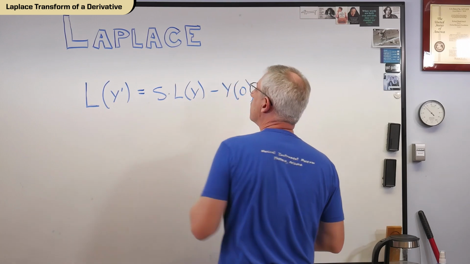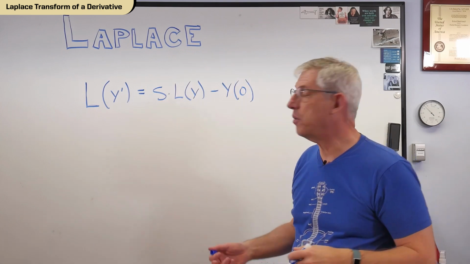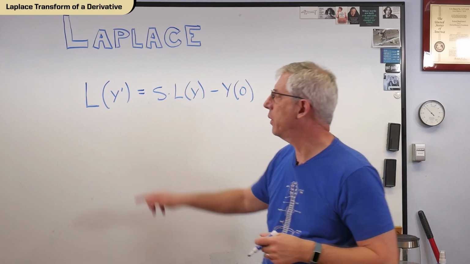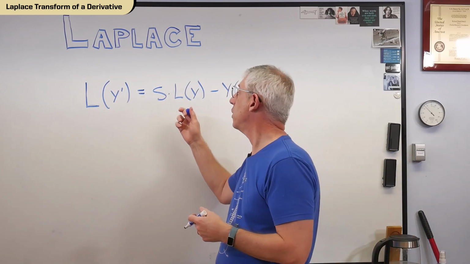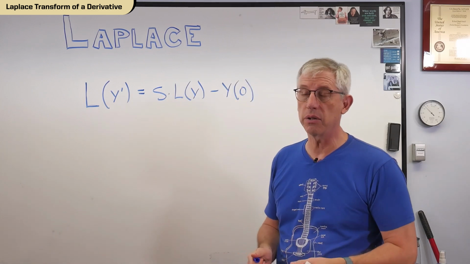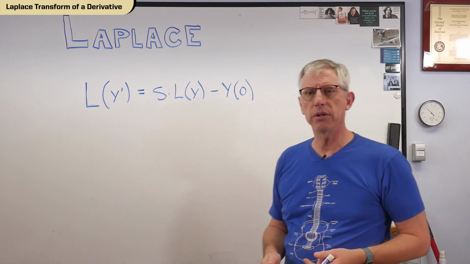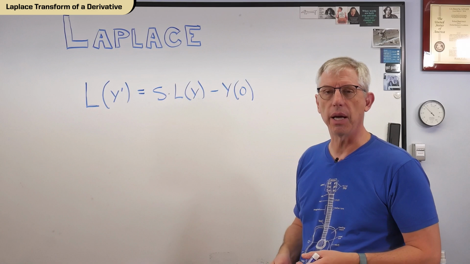y sub 0. That means if you want, in Laplace domain, to take a derivative, you just multiply by S. So a derivative in time domain becomes a multiplication in S domain. And right there is your initial condition. The initial condition's already baked into it. Well, that seems handy, doesn't it?